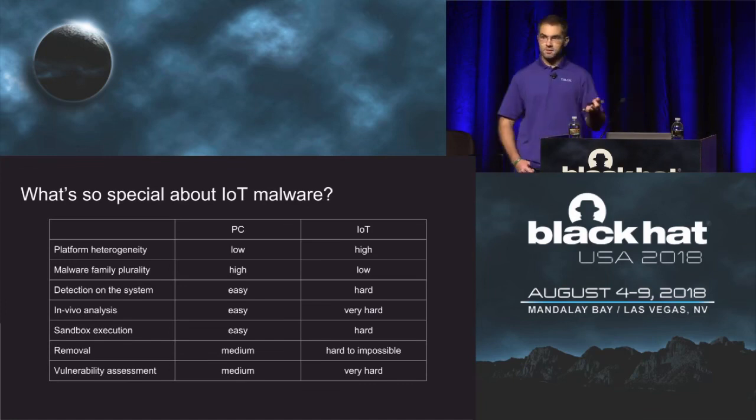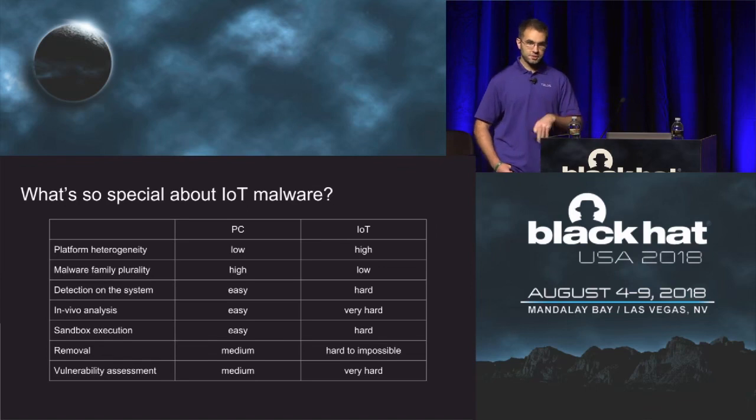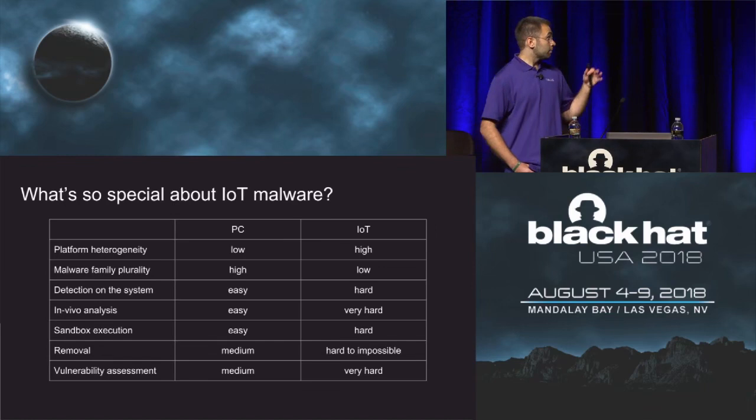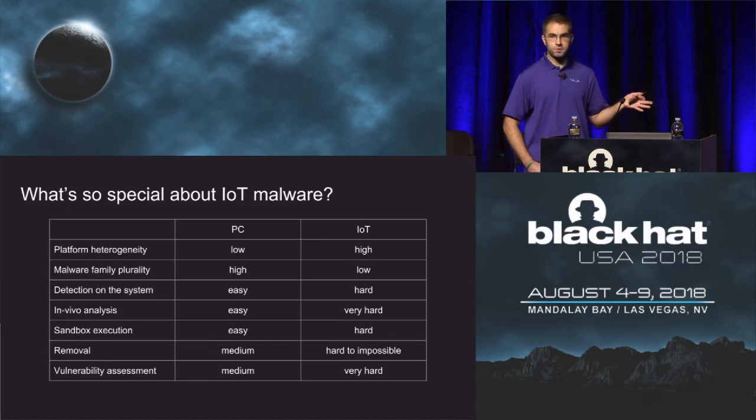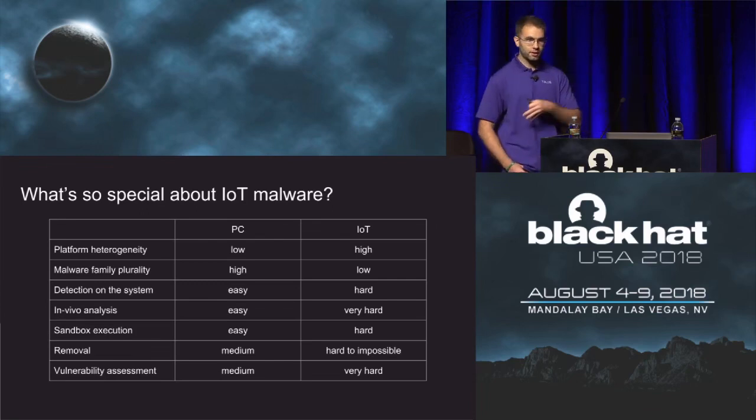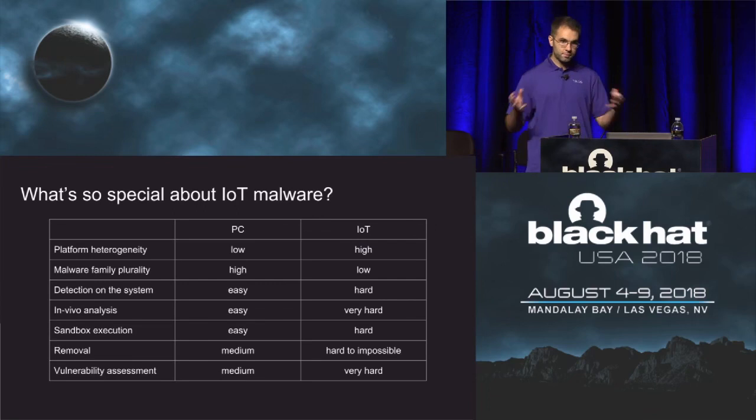Removal can be very easy if the malware is non-persistent. You just switch off the device and you switch it on again and you're fine. But in cases where the malware is persistent, it's almost impossible to remove from an IoT device. And finally, vulnerability assessment on an IoT device is very hard because you don't know what software is on there in the beginning. When you get the firmware, it's a bundle and you can't look inside.